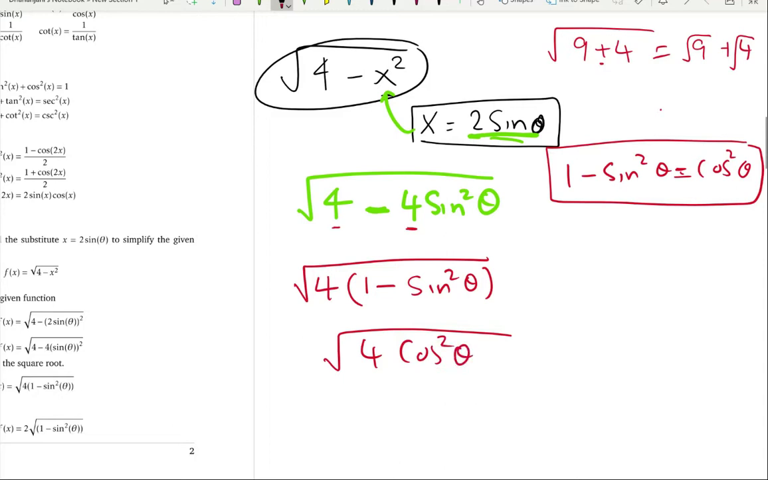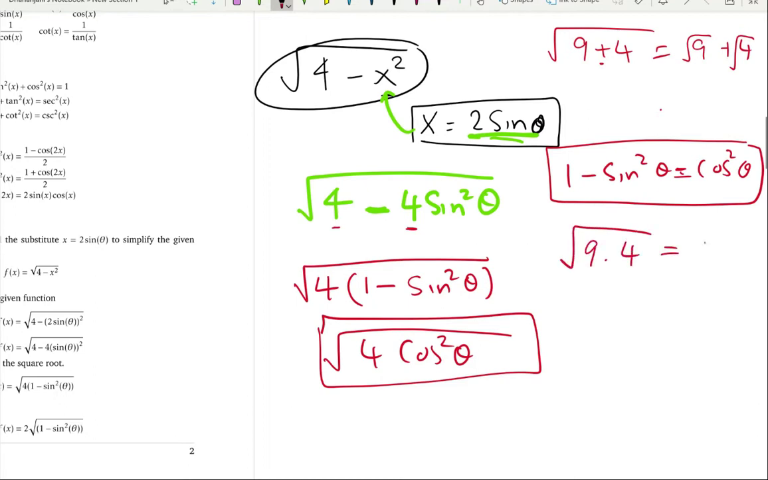Now if you look carefully at what we have here, we do not have subtraction or addition, okay? Now the question is: square root of 9 times 4, is that equal to square root of 9 times square root of 4? Can you distribute the square root when you have multiplication? Absolutely yes, you can, okay?